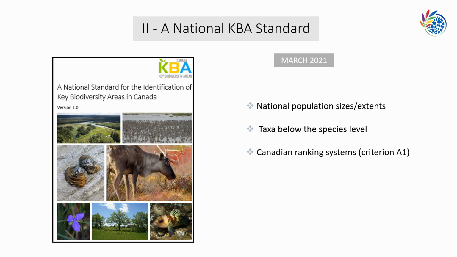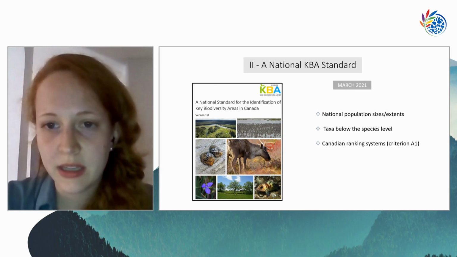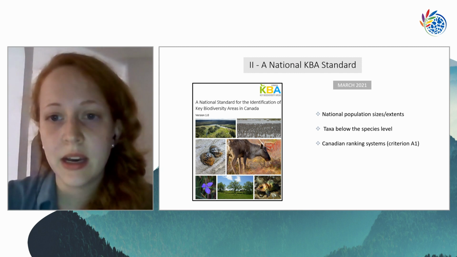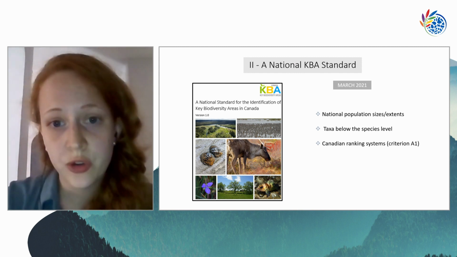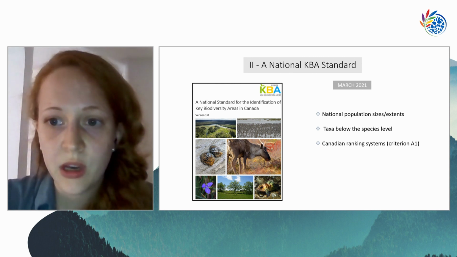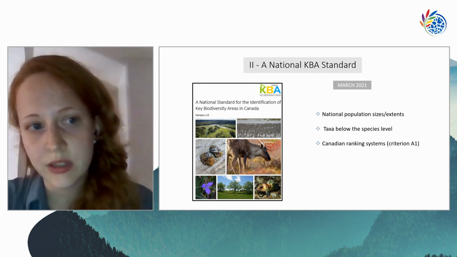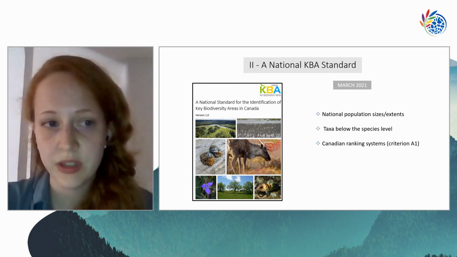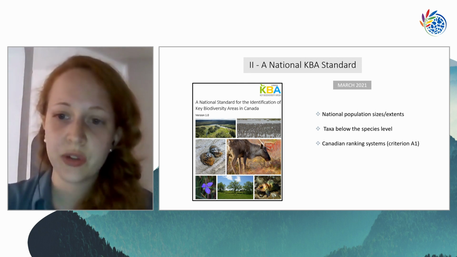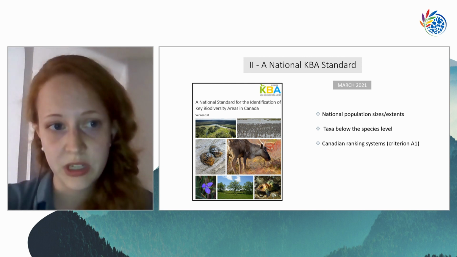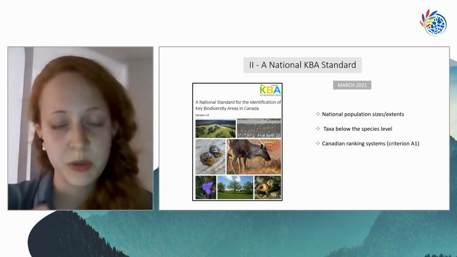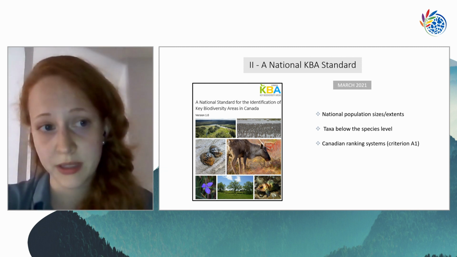Another aspect of the implementation that is quite unique to Canada is the development of a national KBA standard for Canada. It's an adaptation of the global standard to ensure that the tool is as relevant as possible to the Canadian context. What the national standard does is it uses national, as opposed to global, population sizes and extents to test KBA thresholds. It also incorporates taxa below the species level, which is important for us because many populations and subspecies are of federal importance in Canada.